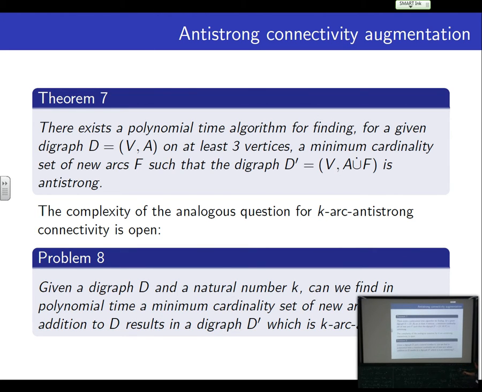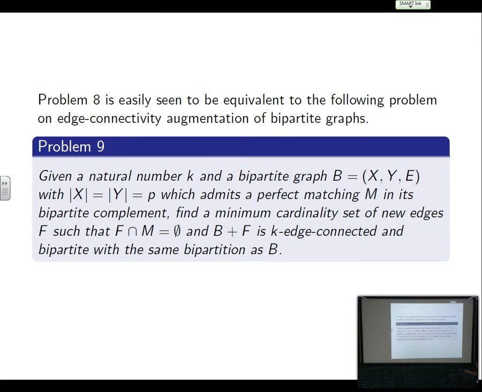But the problem that I posed is exactly this one, just in disguise. Here's a problem for digraphs: I have a digraph and a natural number k. Can I find the minimum number of new arcs to add so that the digraph becomes k-arc antistrong? Again, that means that for every pair of vertices x and y, I can k-color the arcs such that I have a color 1 anti-directed trail from x to y, a color 2, and so on, for each of them. And this is equivalent to the question that I posed. I didn't pose it quite correctly on the board, but maybe in the description I gave, it's correct.